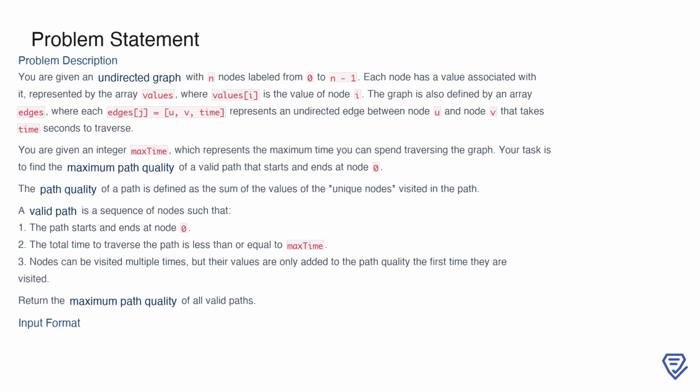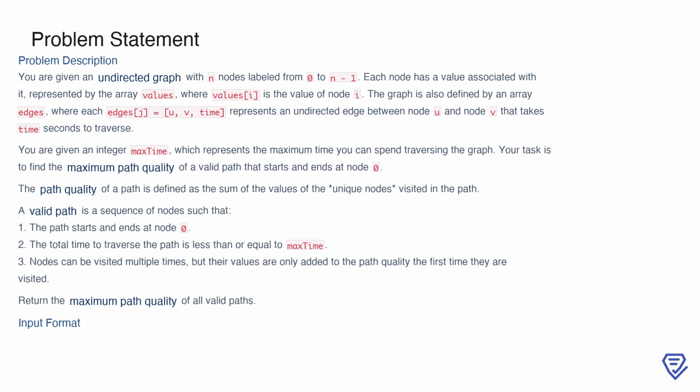The problem involves an undirected graph with n nodes labeled from 0 to n-1. Each node has a value associated with it, represented by the array values, where the value at index i corresponds to the value of node i. Additionally, the graph is defined by an array of edges, where each edge specifies two connected nodes, along with the time it takes to traverse that edge.